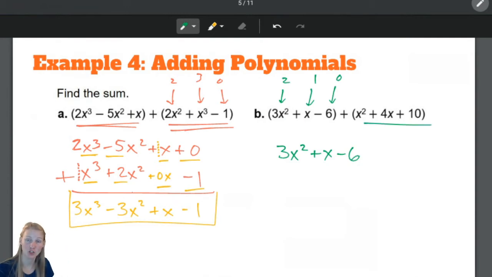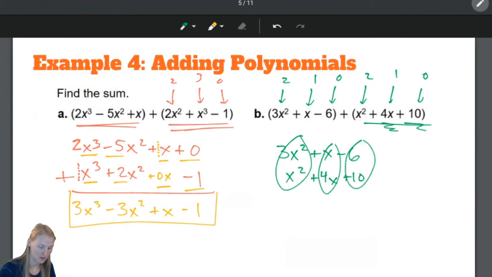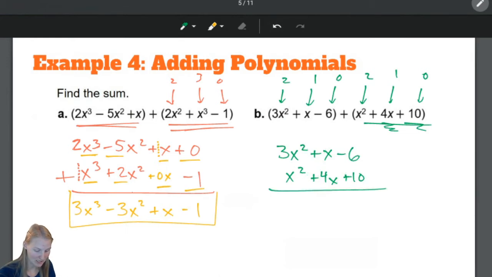All right, and now the next polynomial. We have degree 2, degree 1, and degree 0. Oh, hey, that's also in standard form. Cool. So I'm going to write the x squared right underneath the other x squared. And let's see, the plus 4x will go right underneath the other x, and the plus 10 will go right underneath the other number. So now my x squareds are together, my x's are together, and my normal numbers are together. And that makes it really easy.